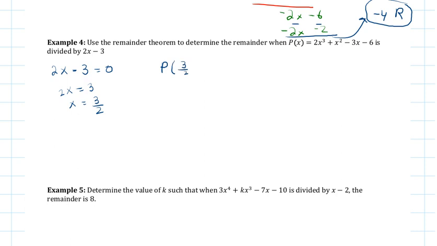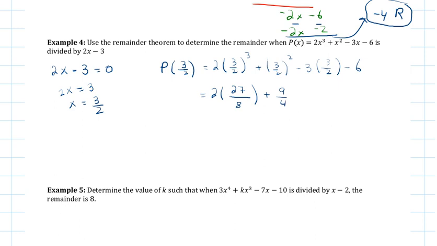So now I need to find the remainder. To find the remainder, I have to plug in 3 over 2 for x. So let's see how that's going to work. I'm plugging in 3 over 2 for x. First of all, I have to do the exponent. So that's going to be 3 over 2 cubed, that's 27 over 8, plus 9 over 4 minus 3 times 3 over 2 minus 6.